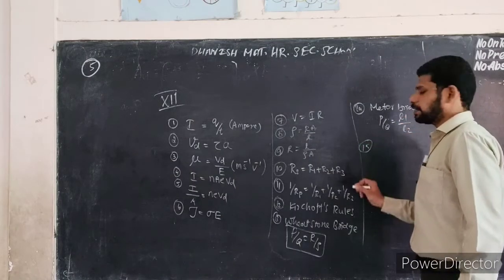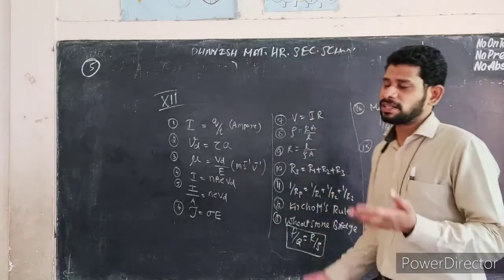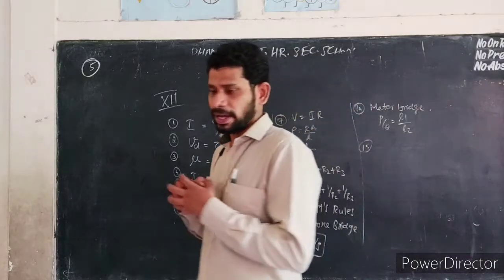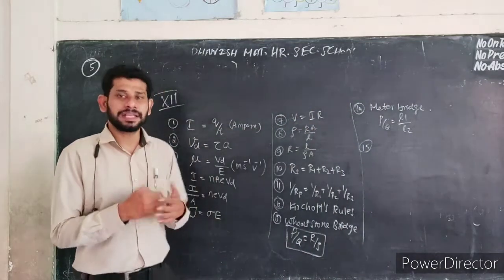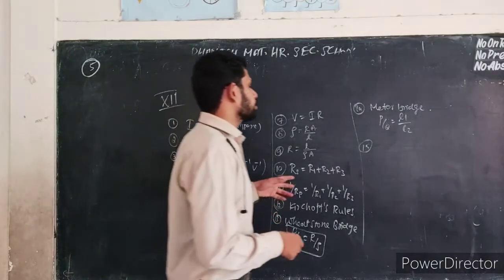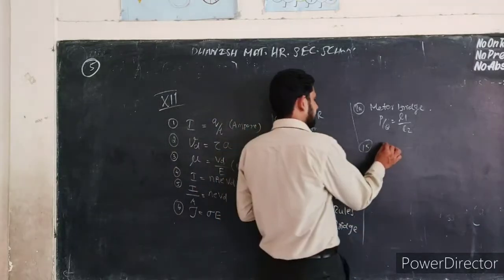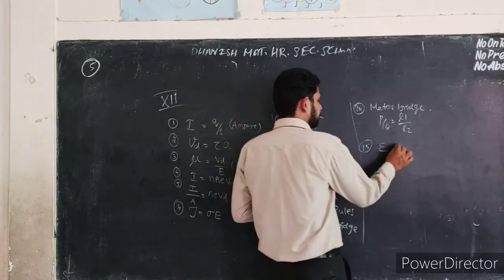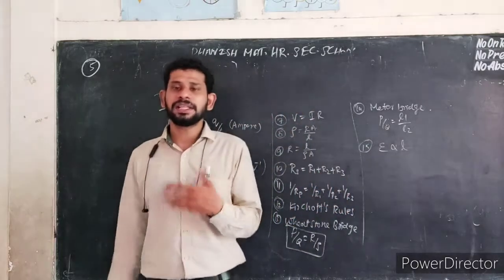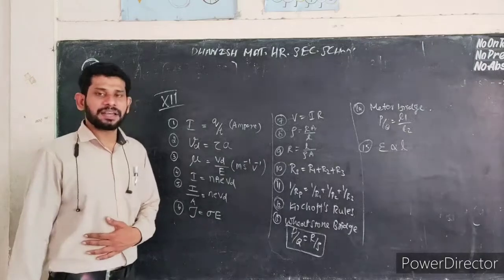The 15th one is cells. A cell has an EMF which is developed across the conductor. The internal resistance is also there. The resistance offered by the electrolytes inside the battery or the cell is called internal resistance. Potentiometer is one of the main applications. The EMF developed in the battery or cell is directly proportional to the balancing length of the potentiometer.